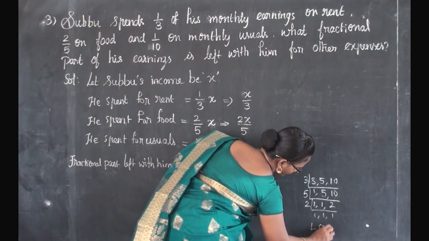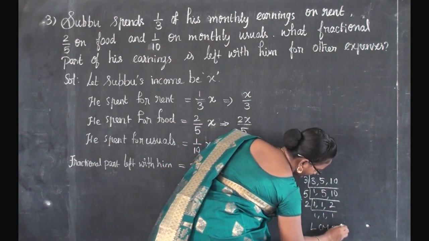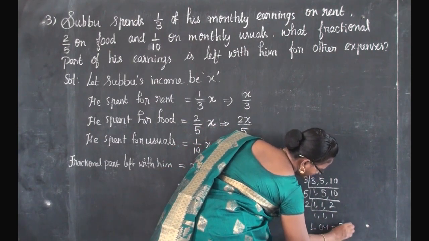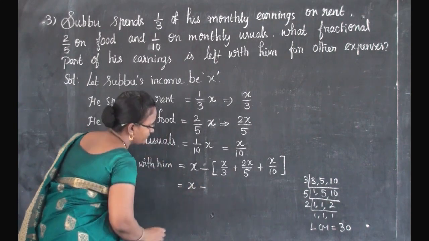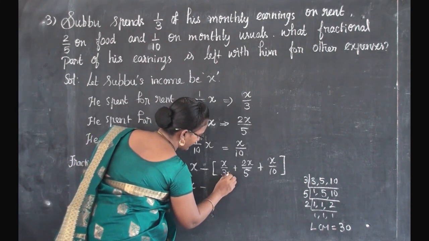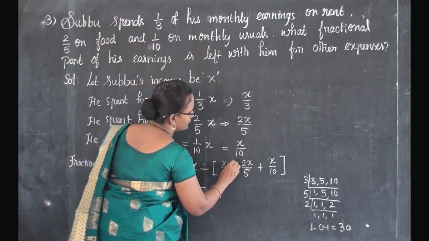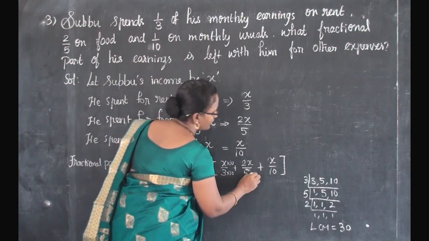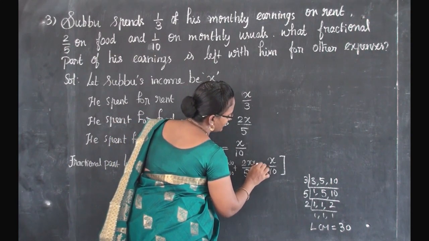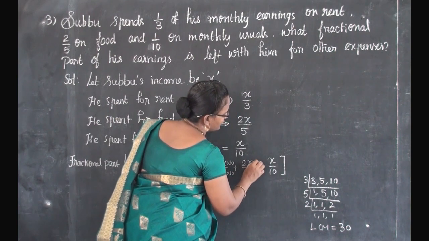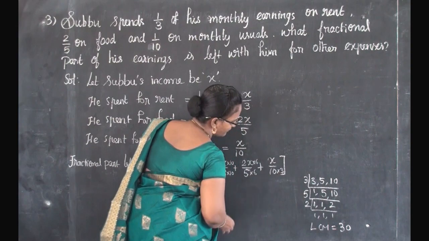So LCM equal to 3 5s are 15, 15 2s are 30. X minus, here we multiply with 10, we get 30. So multiply with the numerator also. Here multiply with 6, we get 30. Here also multiply with 6. And then here multiply with 3.